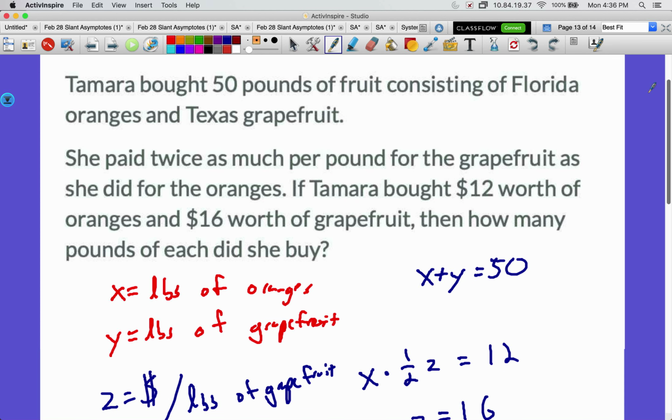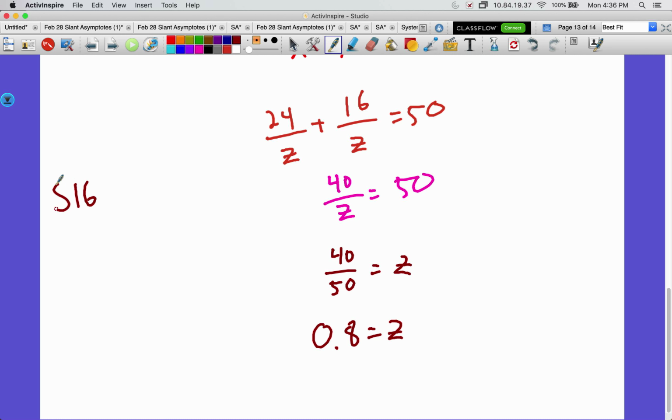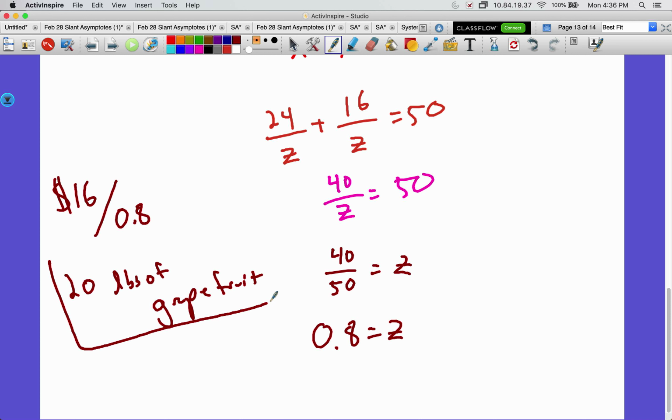All right, she bought $16 worth of grapefruit. So I can take my $16 divided by 0.8 dollars per pound of grapefruit and get the pounds of grapefruit. So 16 divided by 0.8 is 20 pounds of grapefruit. And then if the total was 50 pounds, we can then figure that we got 30 pounds of oranges.